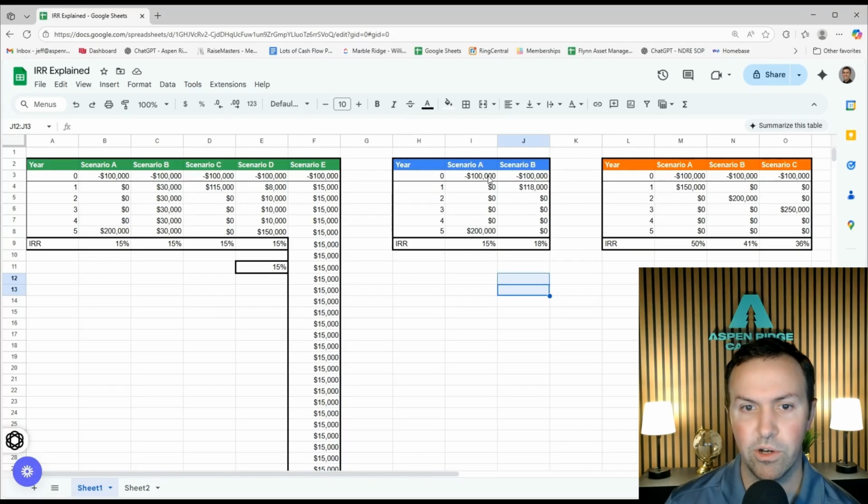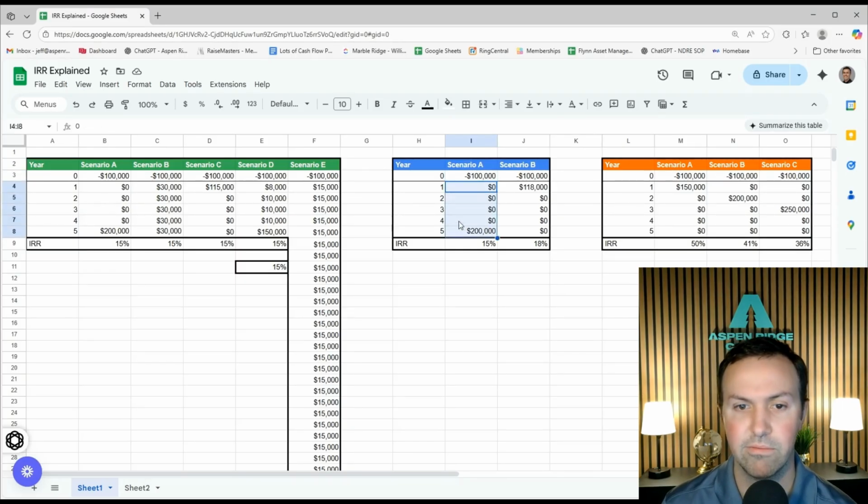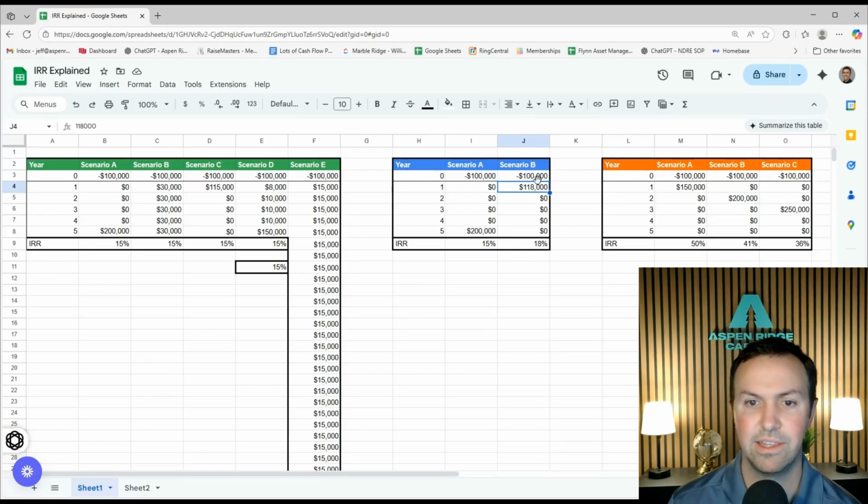So in this scenario, we're going to invest 100K. We wait 5 years, and just like the scenario over here, we get 200 grand. So we averaged an annual return of 15%. This might be a land deal. You're just going to buy land. It doesn't produce anything, and then you sell it. Scenario B, we're just going to put up 100 grand and get 118,000, but we get it at 12 months versus 60 months, and our IRR is higher. Again, that might be what you want.